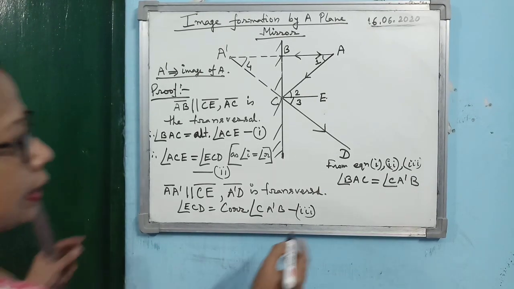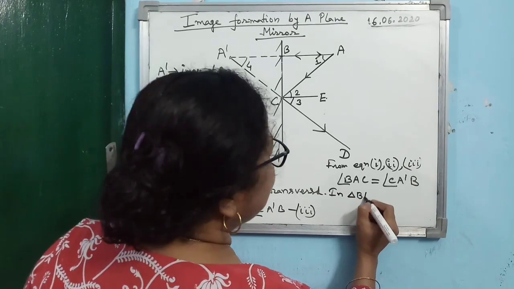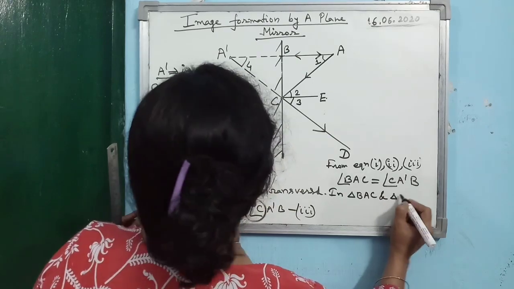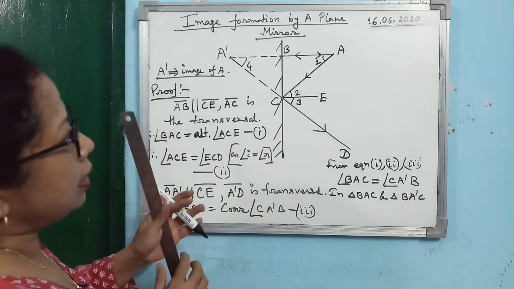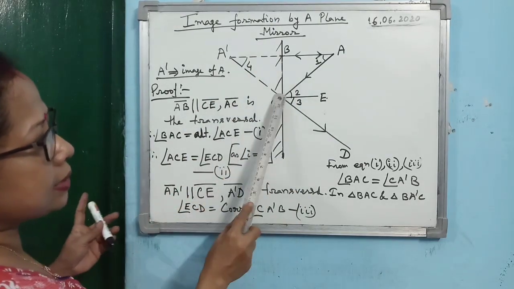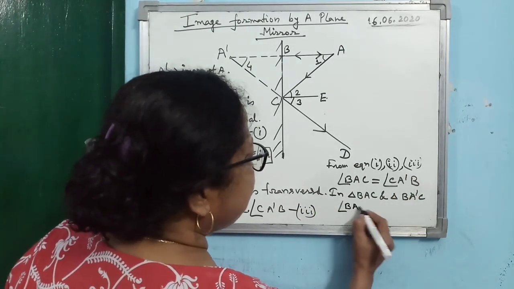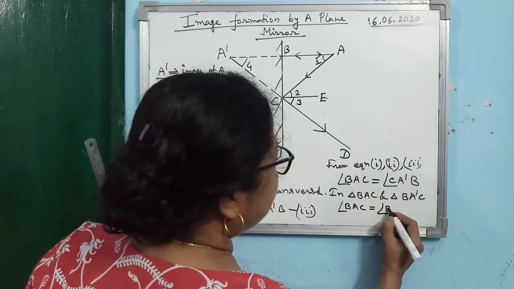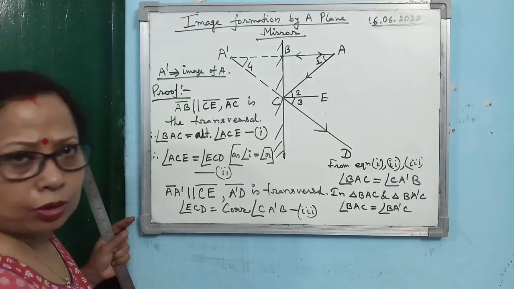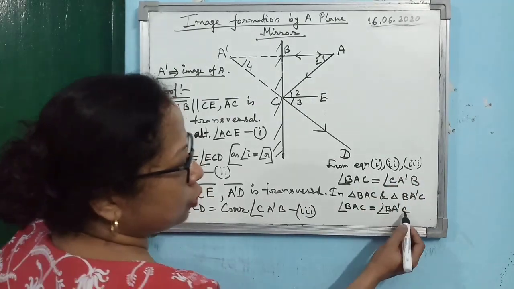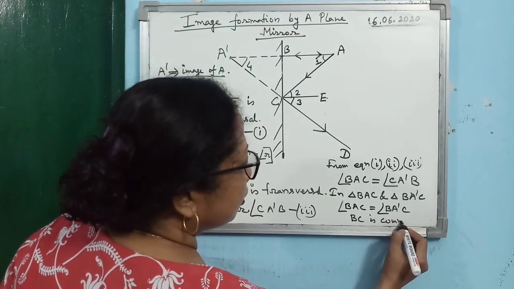Now consider the two triangles, triangle BAC and triangle BA dash C. These are the two triangles. We have taken two triangles. In these two triangles, we have already got that angle BAC equals CA dash B, so you can write angle BAC equals BA dash C. Then BC is common.